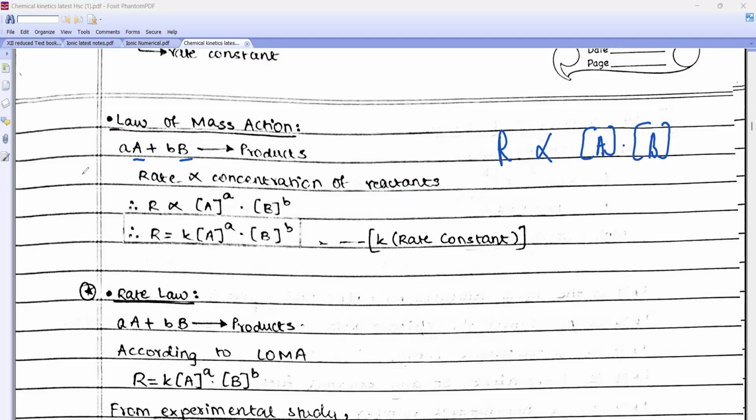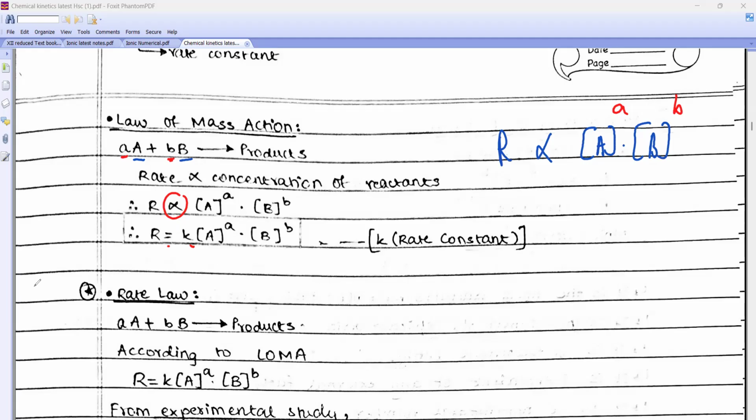Am I using any number to balance them? So raised to their stoichiometric coefficient. This was your law of mass action. But we are not interested in the law of mass action here. We are interested in something else. Clear? I'm just introducing what the law of mass action is. Whenever I remove this proportionality, I write equal to K.